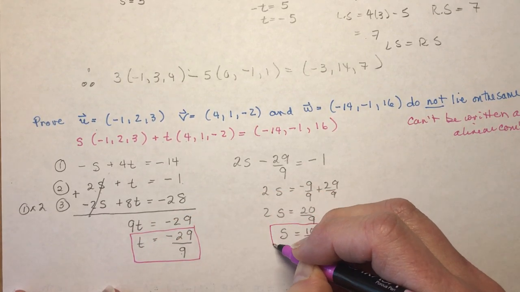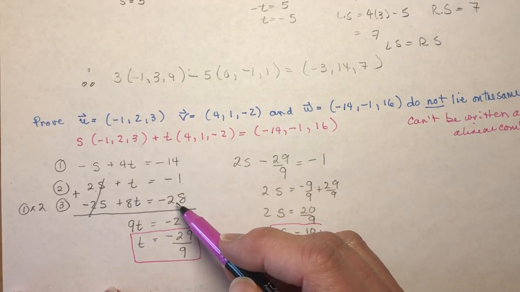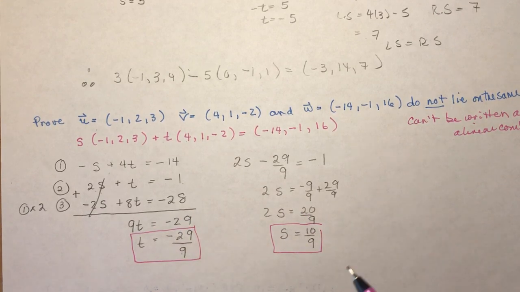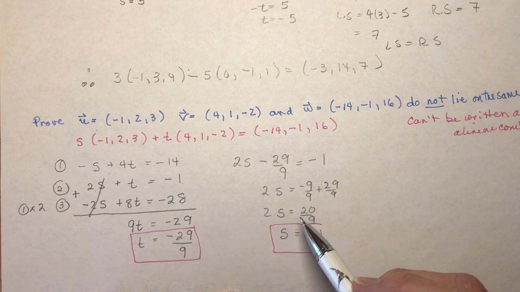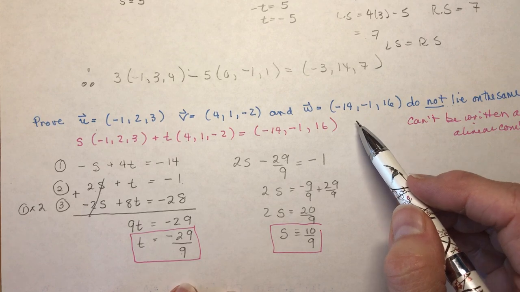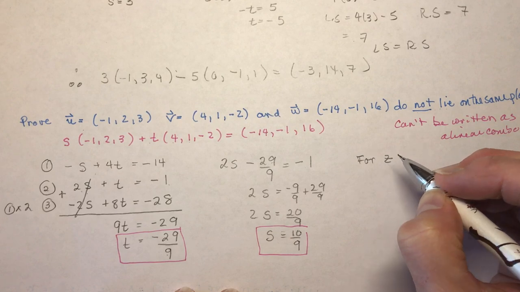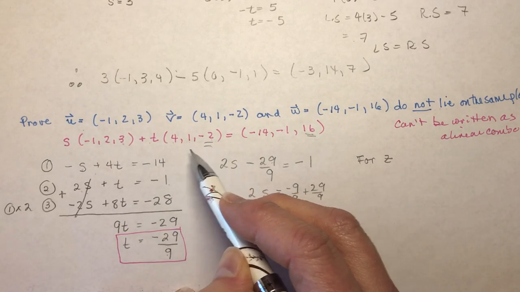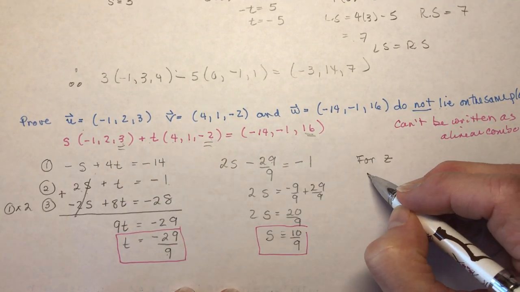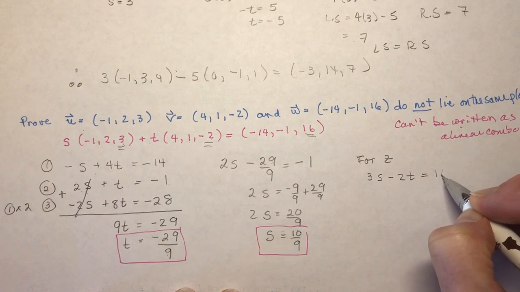So these two work to satisfy these two equations, right? I solved two of the equations. Now I have to check the third one to see if it fits. And if it can't be on the same plane, that means these numbers aren't going to work in my third equation. So let's just say for Z, because we're looking at these values now here, right? So this is going to be my third step. So I get 3S minus 2T is equal to 16.